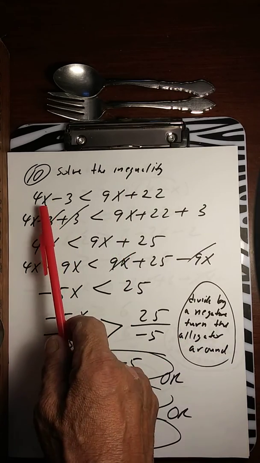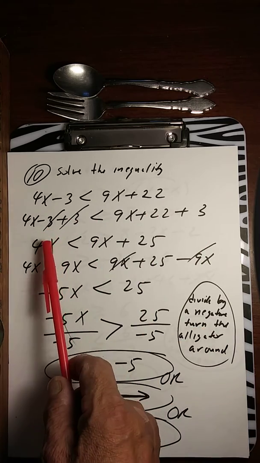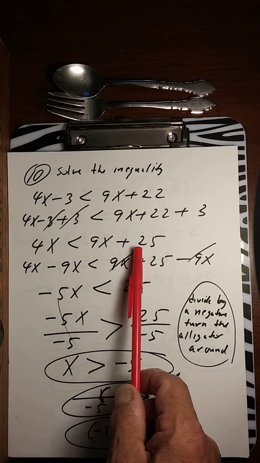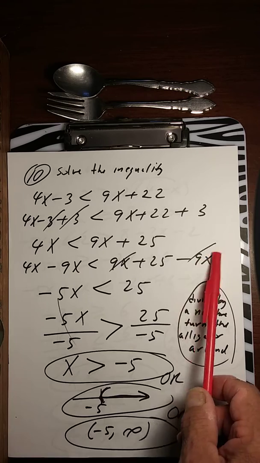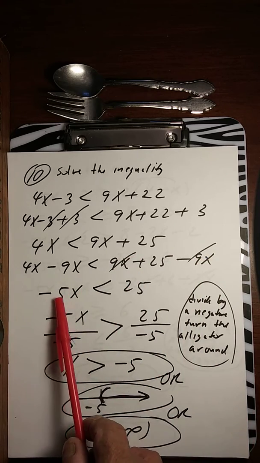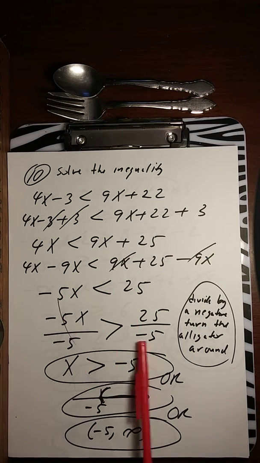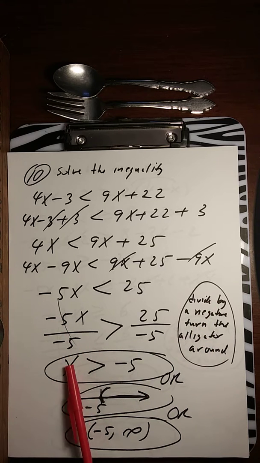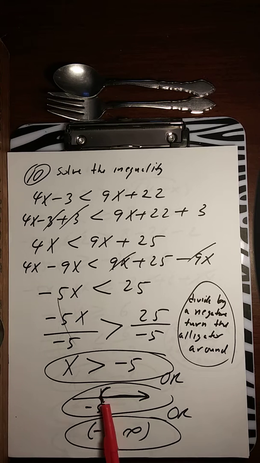Solve the inequality. Add 3. 4x less than 9x plus 25. Minus 9x, these are gone. -5x less than 25, divide by -5, divide by a negative, turn the alligator around. So this is going to be x is greater than -5, or -5 this way, -5 that way. Don't include the 5.